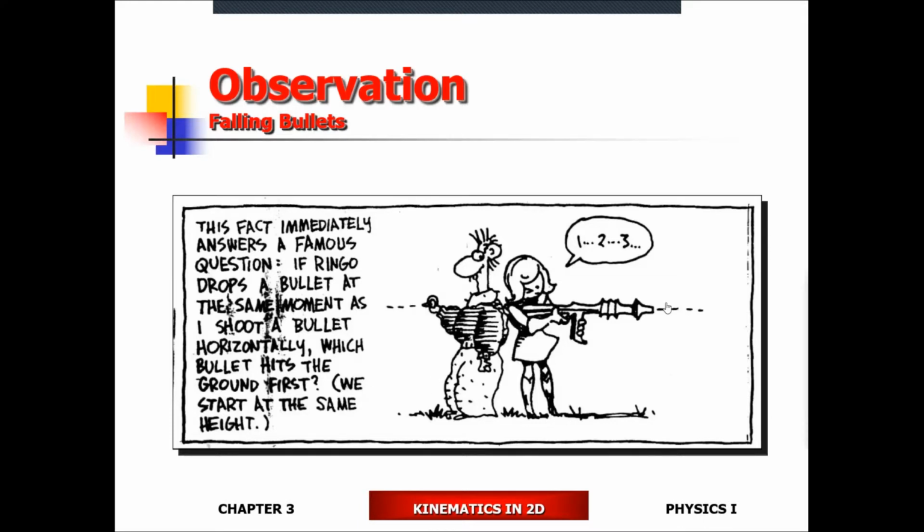So he's going to drop a bullet. She's going to fire a bullet, right? Same height. As soon as she pulls the trigger, this bullet is going to drop. So the question is, which bullet is going to land first? Common sense will dictate that this is going to land first.